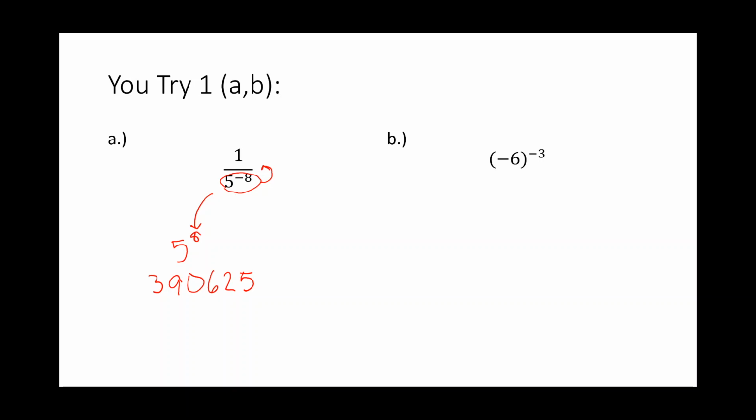Letter B here, we have that negative exponent again, but we also have a negative on the inside. How's that going to work for us? Well, we're just going to do the same thing. That's going to be 1 over negative 6 to the 3rd power. This negative on the inside means that that's going to be equal to 1 over negative 6 times negative 6 times negative 6. So if I do that, these negatives are going to cancel out, but not the last one, so it's going to be 1 over negative 216. That's going to be my answer. Negative 1 over 216.